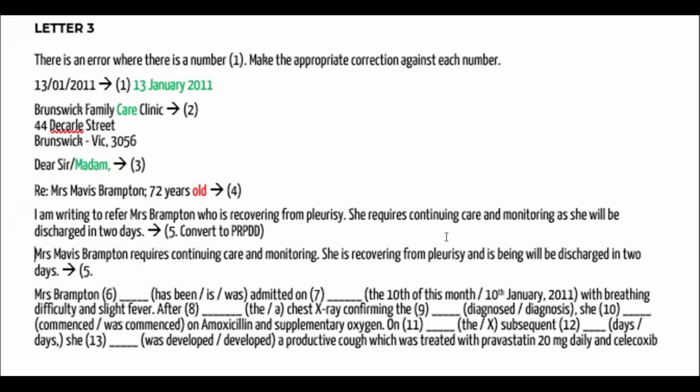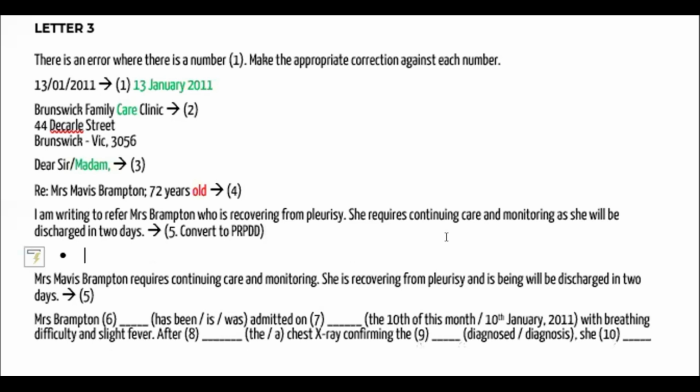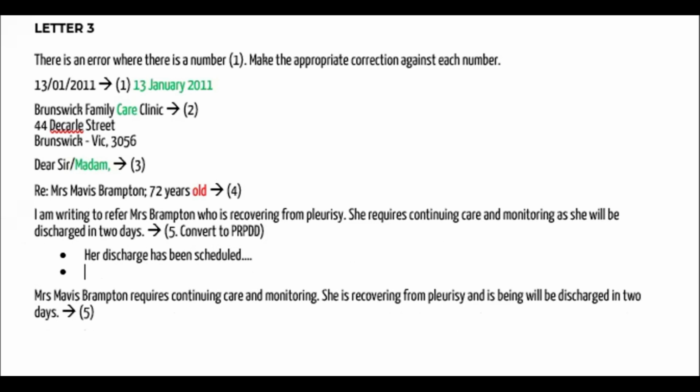So those who have done this, tell me. Sir, if we are writing scheduled, what should we use, from or for? Her discharge has been scheduled is the only right way. Her discharge has been scheduled is correct, whereas she is scheduled for discharge is totally wrong. You know the reason?